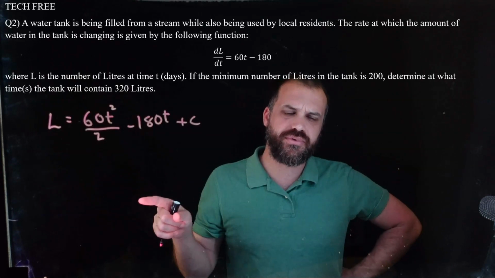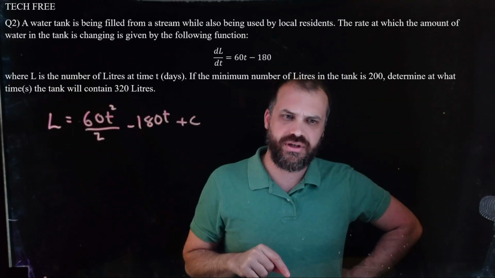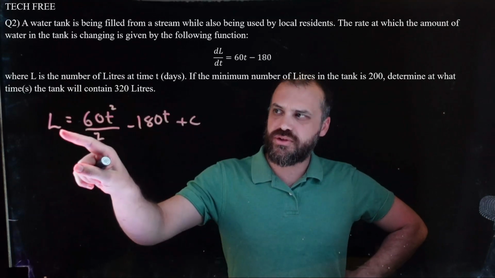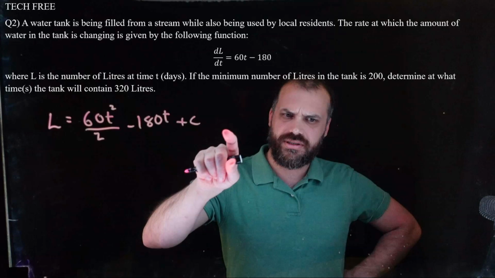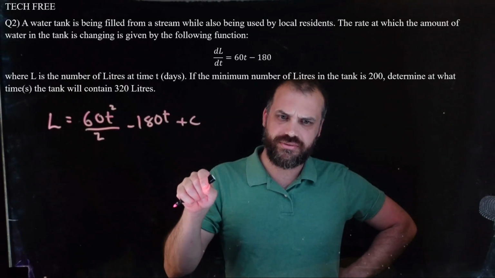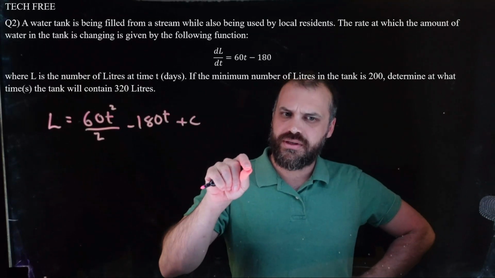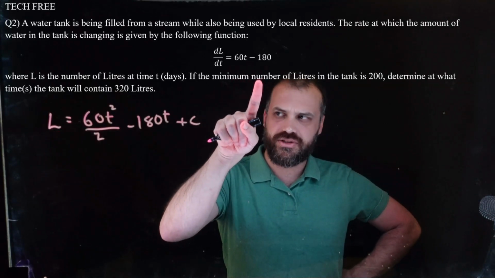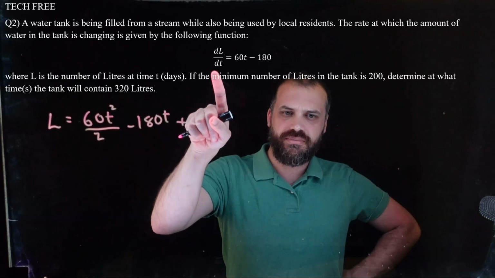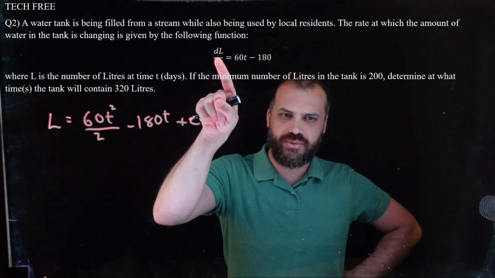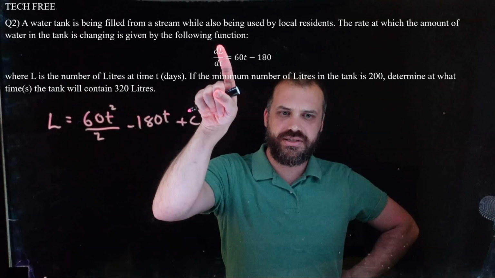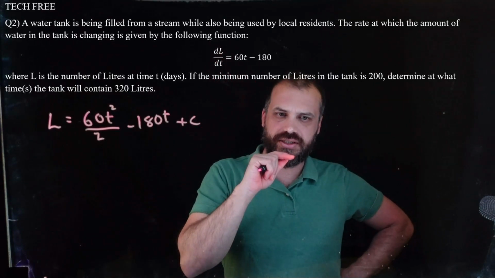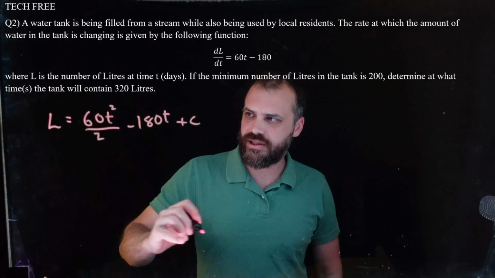The minimum number of litres in the tank is 200. So this is at a minimum when the derivative of this is equal to 0. All right, think about that. I've already got the derivative of that. It's up there. So maybe I shouldn't have done this after all. Maybe I should have just let this equal 0, because when this is equal to 0, the number of litres in the tank is 200. All right, let's try that.